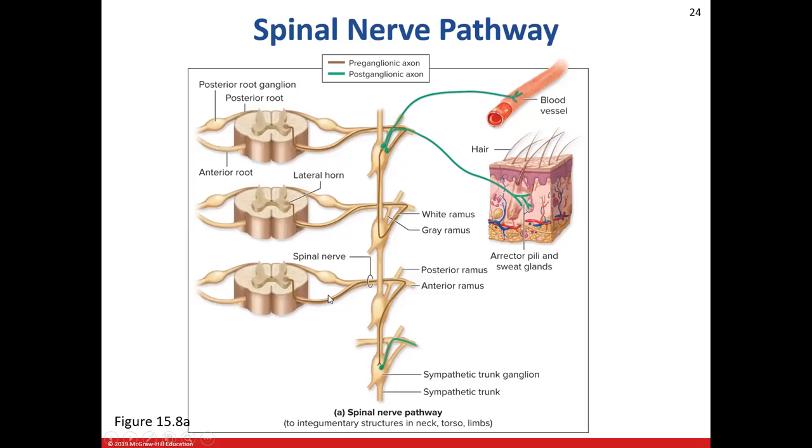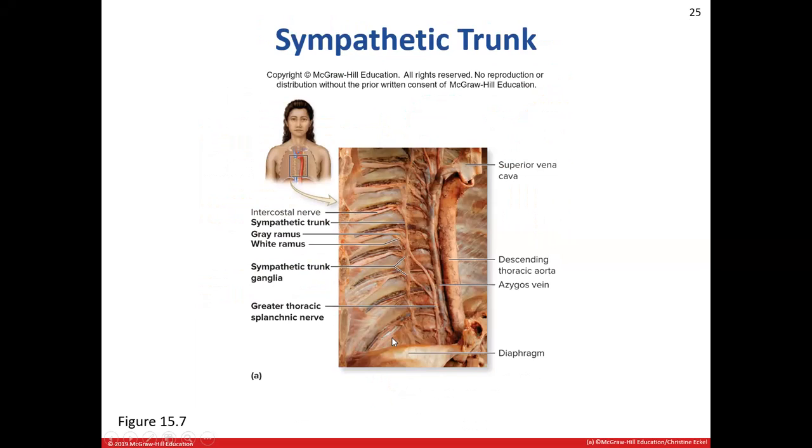Our other option, or number two, was that it would leave the lateral horn through the ventral root, go through the white ramus, ascend or descend without synapsing in the ganglia, and synapse in a different ganglia. Again, it will synapse with the ganglionic neuron, which the cell body is going to be in the ganglia, and then that ganglionic axon will exit through the gray ramus and go out to the target. This graphic shows us where the sympathetic trunk is, and you'll notice that you can see that sympathetic trunk and the sympathetic ganglia, again, very close to the spinal cord.